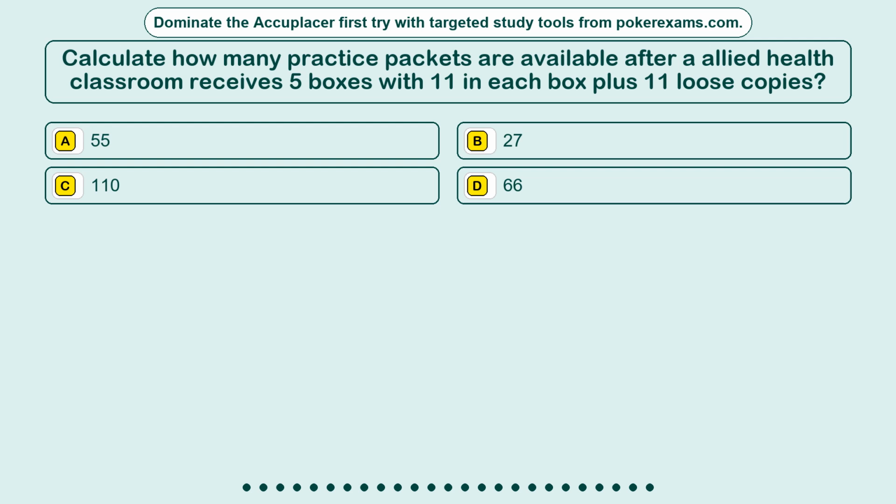Question 1. Calculate how many practice packets are available after Allied Health Classroom receives 5 boxes with 11 in each box plus 11 loose copies. Option A, 55. Option B, 27. Option C, 110. Option D, 66.